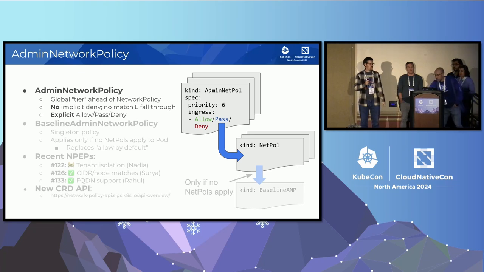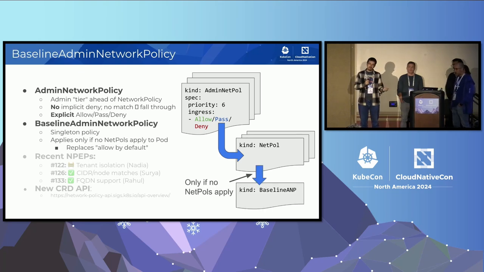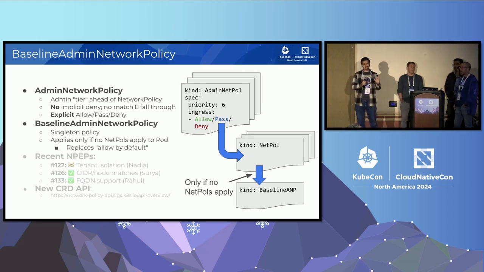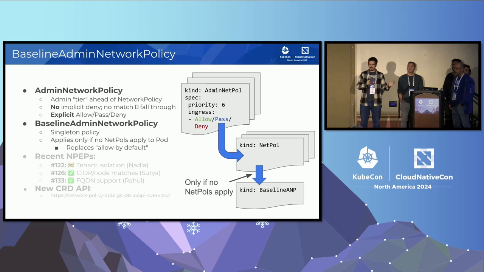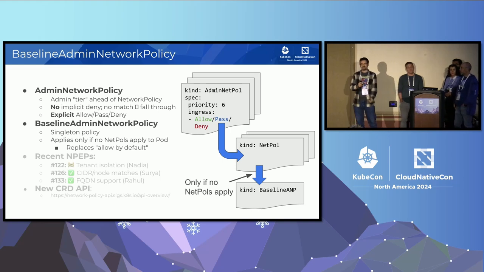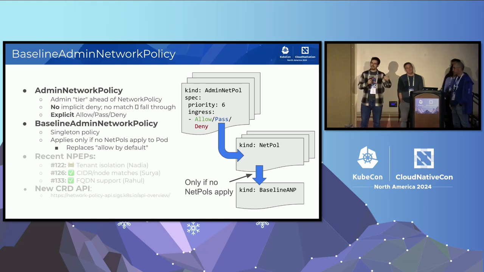Next slide, please. Complement to that is baseline admin network policy. So baseline admin network policy is a singleton, and it's designed just to solve the problem of applying that security posture to your cluster. So the default security posture of Kubernetes has always been allow everything by default. And if you want to change that, so if you want deny all, or if you want deny all except allow DNS or whatever, and then allow your namespace network policy to build on that, there was no way to do it.